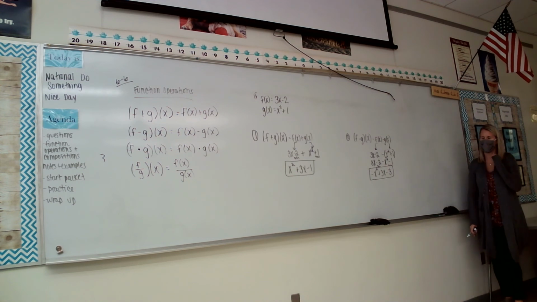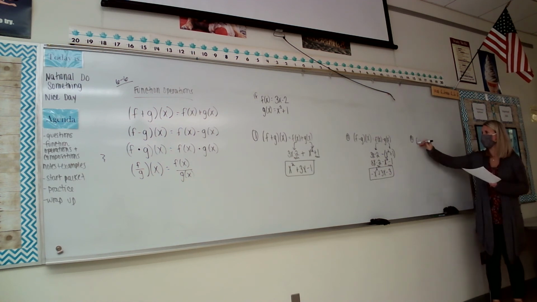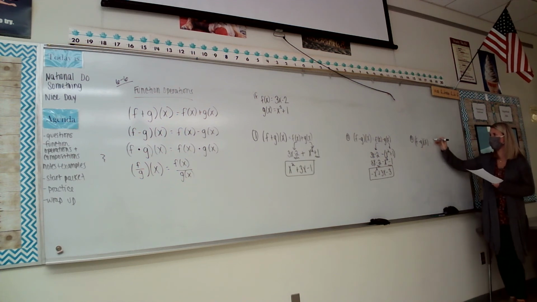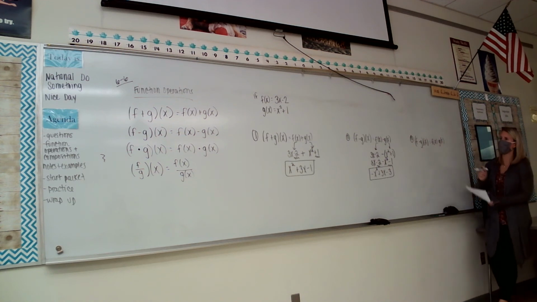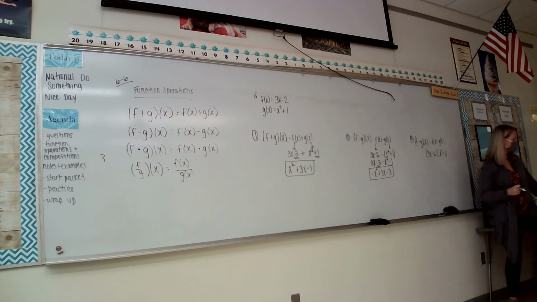So very similar, just little things like your signs will mess you up though. And then let's just look at number 3 quick. That's going to be f times g of x, which is just f of x times g of x. Another room here. So in this case, I'm going to multiply 3x minus 2 times x squared plus 1. I like to use those parentheses. That kind of reminds me of my distributing from back in the day.